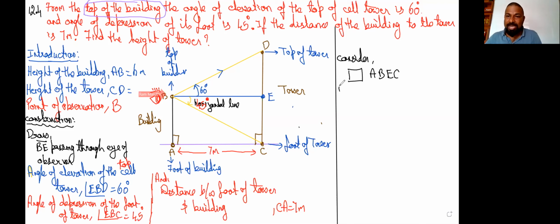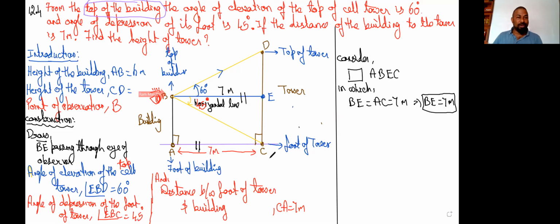Consider the rectangle, in which we know AC is equal to 7 meters, obviously BE is also 7 meters. You have to remember that. Therefore, BE is equal to AC is equal to 7 meters. That is the new measurement we got, it's nothing but 7 meters. That is the first point, right?